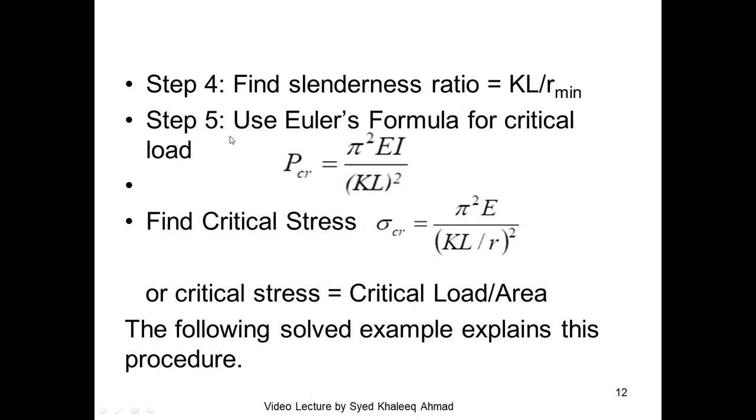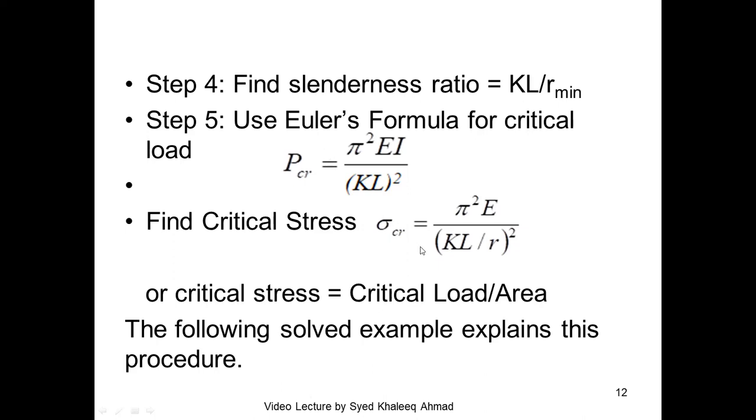Next step is to find Euler's formula for critical load. P critical equals pi square EI over KL square. This is the same as we have seen previously. Just substitute the values which will be known to you, and then the value of critical load will be calculated easily. And the next step will be to find critical stress if it is given in the question. Otherwise you will just stop if the question is to find critical load.